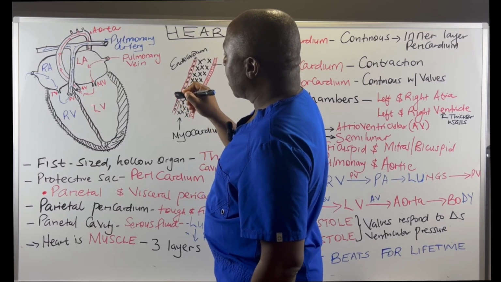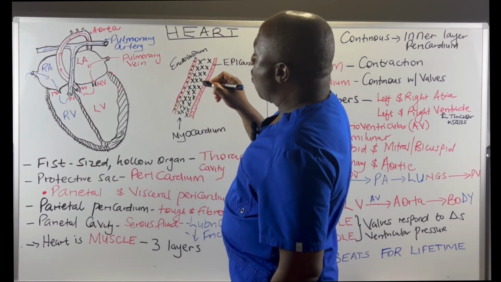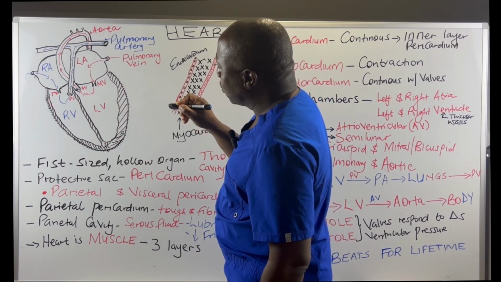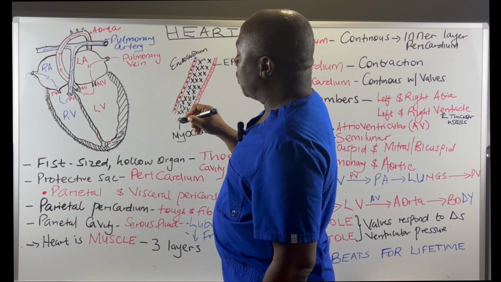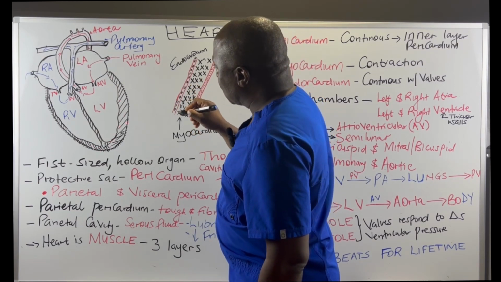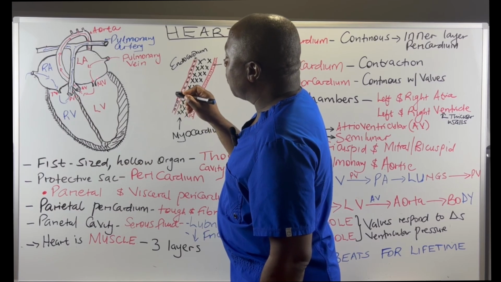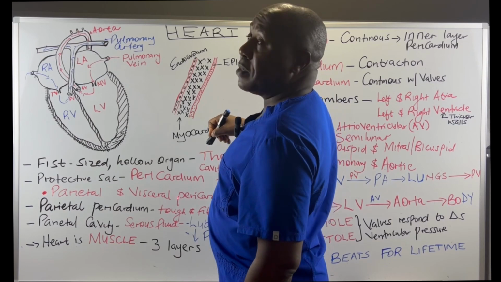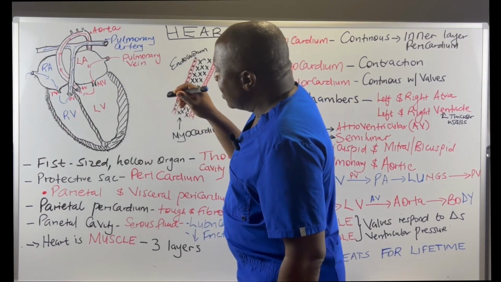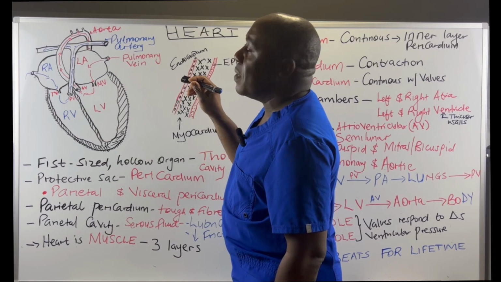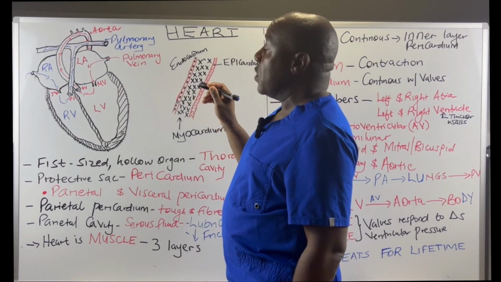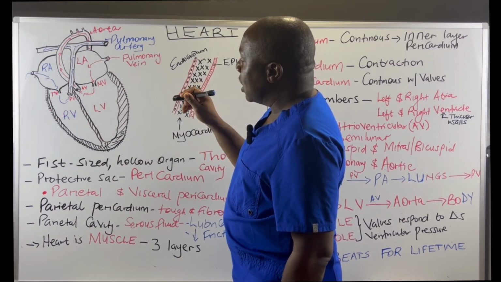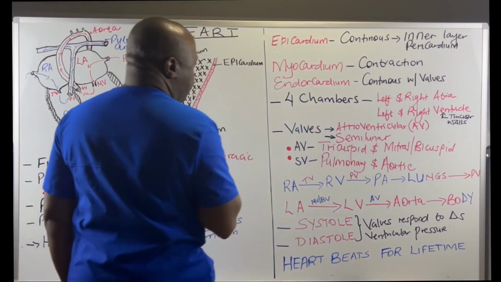Now, one thing you have to note about the ventricles is that the walls of the left ventricle are thicker when compared to the walls of the right ventricle. The reason for this is that the left ventricle has the function of pumping blood to the rest of the body. So it pumps blood to the whole body, whereas the right ventricle only pumps blood to the lungs for oxygenation. So that's why the walls of the left ventricle are thicker when compared to the walls of the right ventricle.